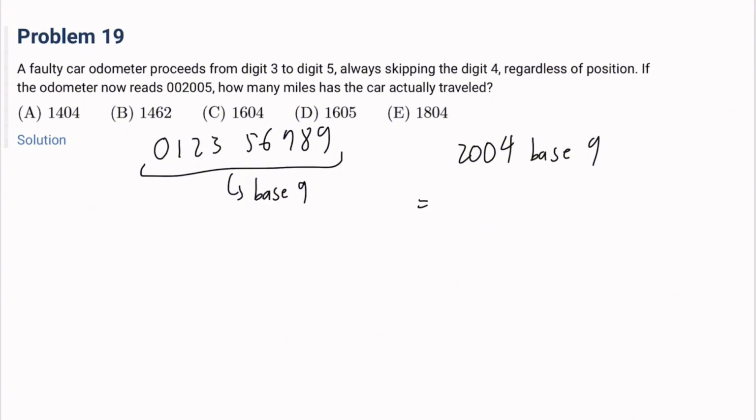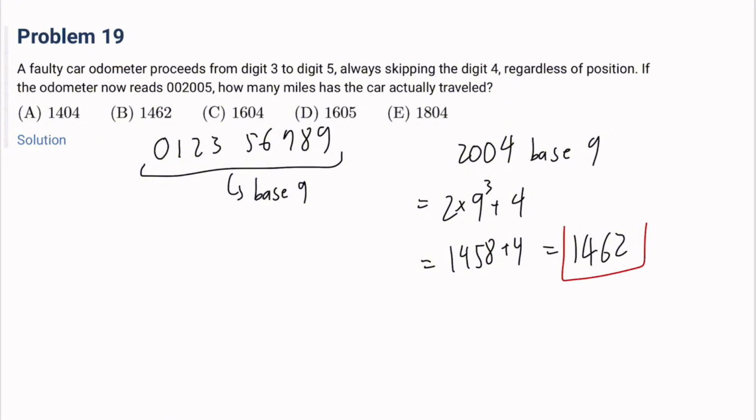And so this is going to be equal to just 2 times 9 to the 3rd power plus 0 plus 4 times 9 to the 0th power, so that's just plus 4. So this is 1458 plus 4, which is 1462, right? So 1462 is the answer.